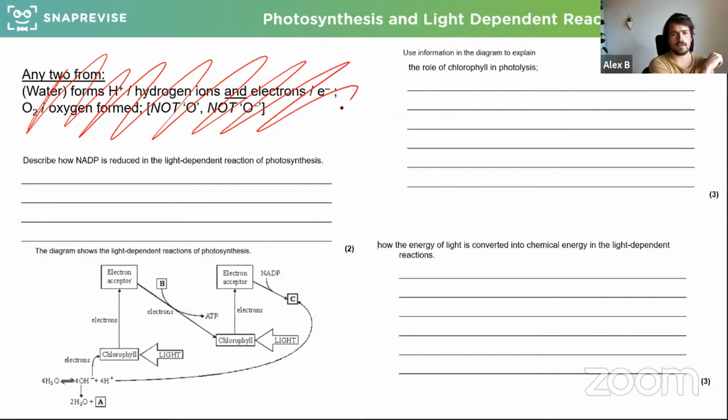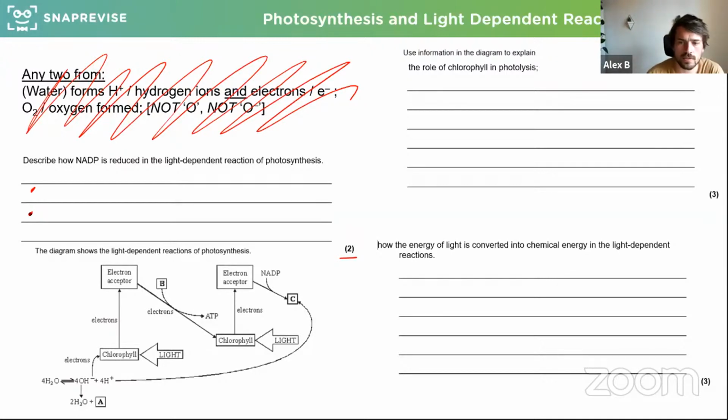We're going to talk about cyclic next, where you don't actually need photosystem 2. But for non-cyclic, you need both photosystem 1 and photosystem 2 for that to occur. Describe how NADP is reduced in the light-dependent reaction of photosynthesis. It's worth 2 marks, so you need to give 2 statements.